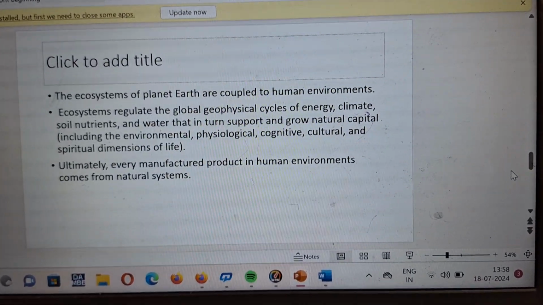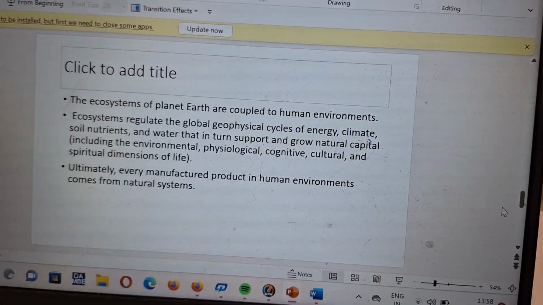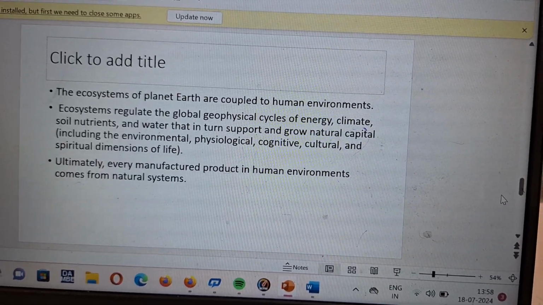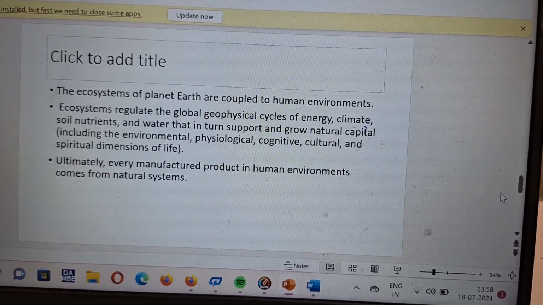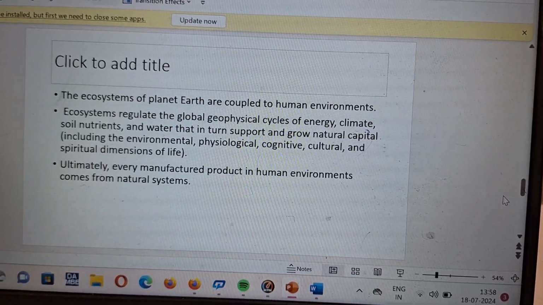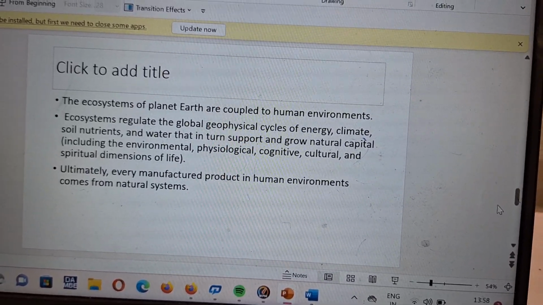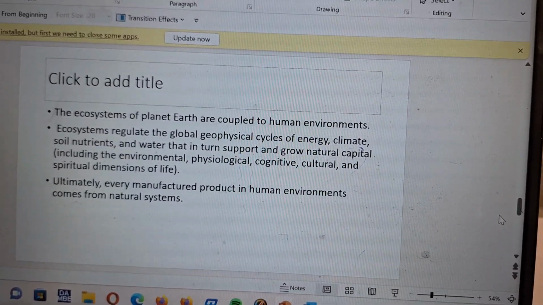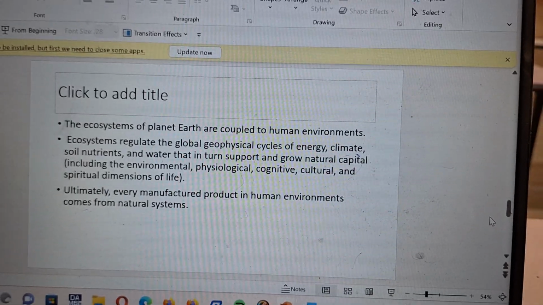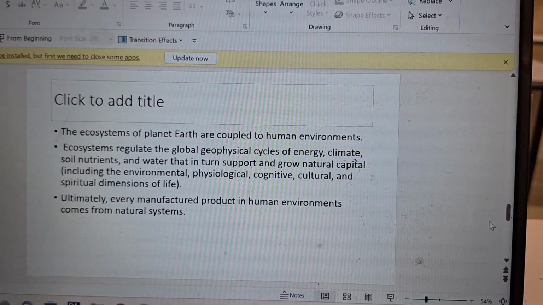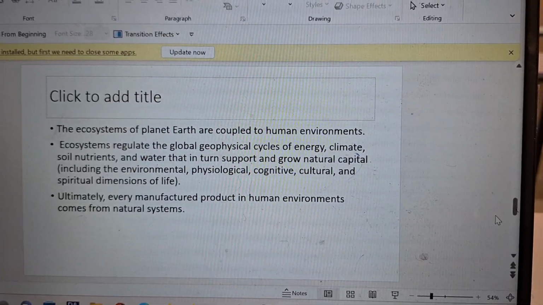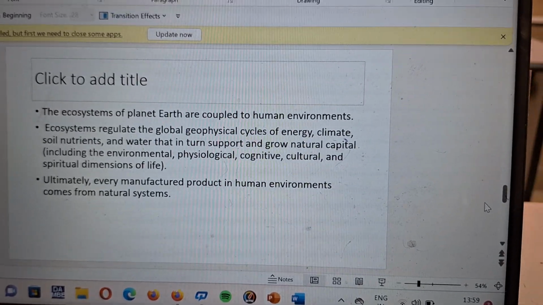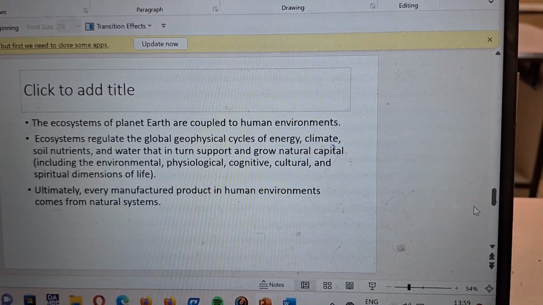There are other services also which are provided by ecosystem. For example, first of all, this ecosystem is coupled to human environment. So this ecosystem regulates climate, soil, nutrients, water, and they grow natural capital, and there are a lot of functions of these ecosystems. They deal with a lot of aspects like nutrients, water, climate. So ecosystem regulates all these, and human ecology produces effect on the environment, and ecosystems also affect the culture and spiritual dimensions of life.